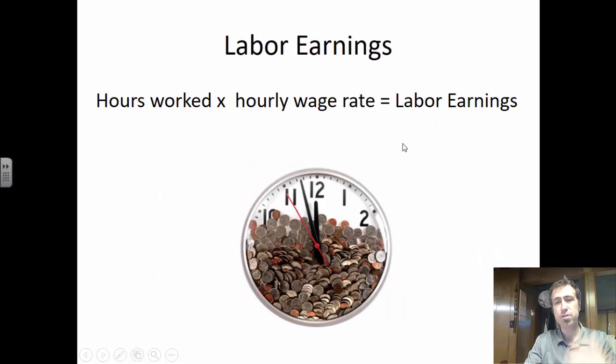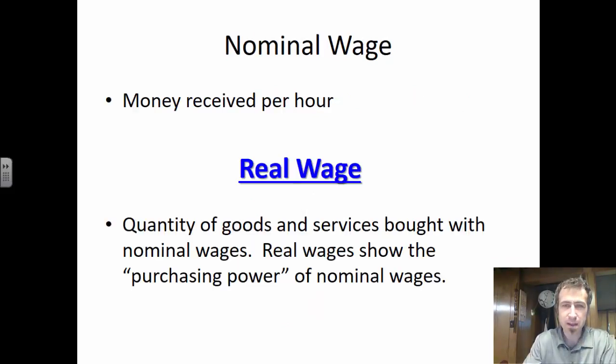Now, labor earnings is the hours worked times the hourly wage rate. So again, you would know what this is. Maybe you haven't heard of labor earnings before, but you understand this concept.